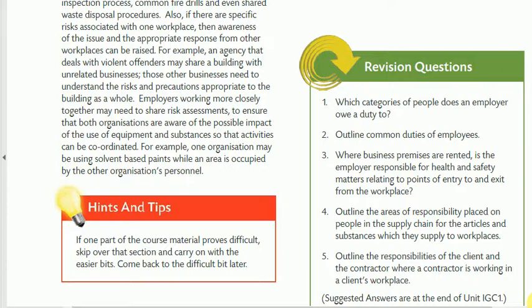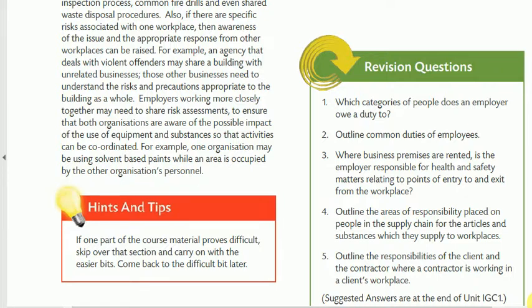Where business premises are rented, is the employer responsible for health and safety matters, including the point of entry and exit from the workplace? Well, if the business premises are rented, the owners of the premises are responsible for the safety of the entry and exit. It's the owners of the premises, not really the employers. Though the employer could choose to get involved, the owners of the premises are the ones necessary to ensure that the entry and exit of the workplace is safe.